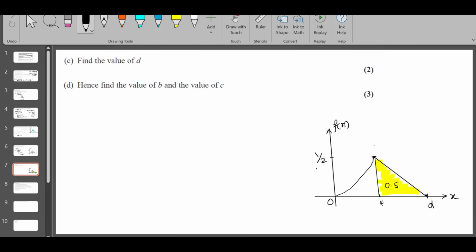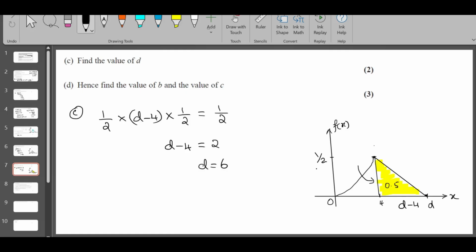So the base is d minus 4, so half times base times the height, this height, the y coordinate is half, so height is half, is equal to 0.5. So d minus 4 is equal to just 2, d is equal to 6. That's all. So we got the value of d as 6.